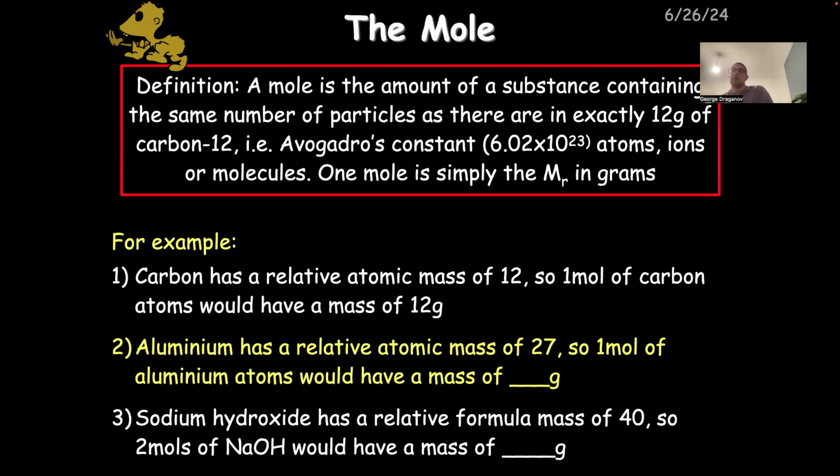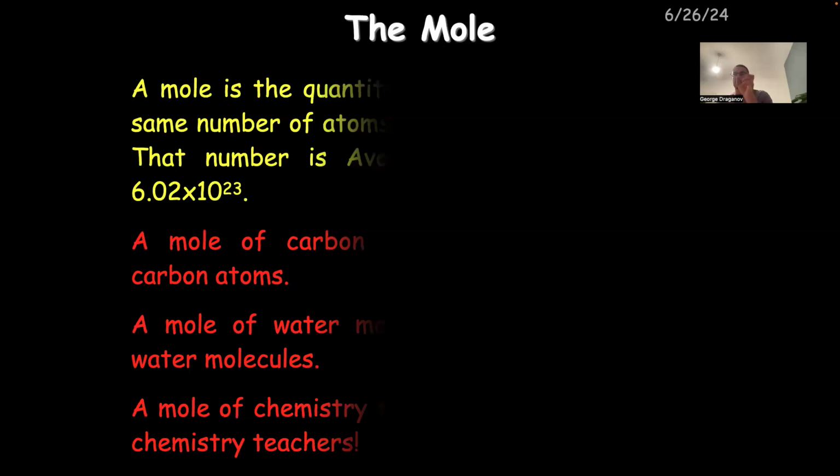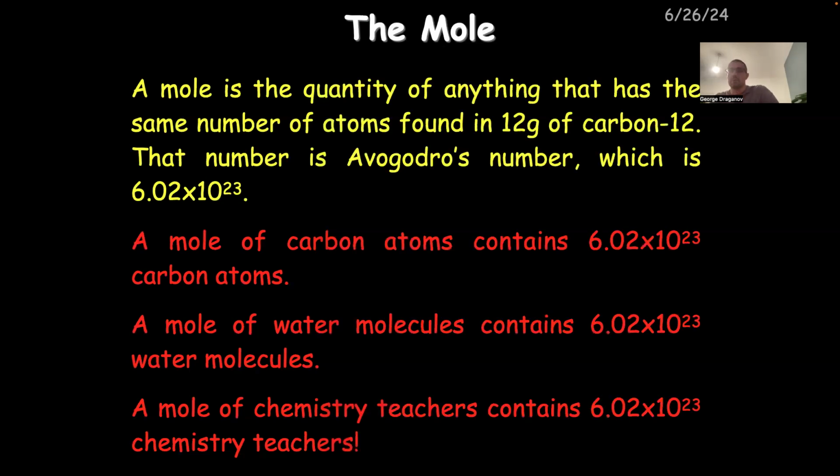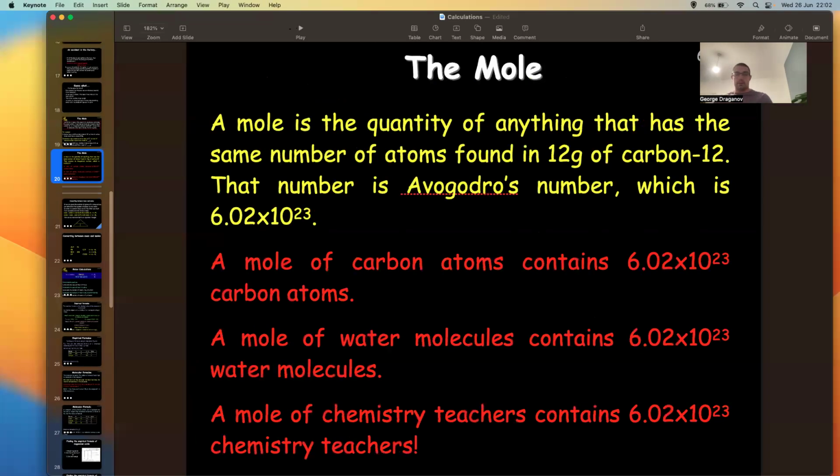Now, the mole in this kind of aspect that we're doing now is not really examined that much, maybe 1 or 2 marks. You mainly have to be able to apply the formula. But I will teach you this because you should have an idea of it. So let's consider the mole a bit more. If we look at the bits in red, 1 mole of carbon atoms will contain that many carbon atoms. 1 mole of water molecules will contain that big Avogadro number of water molecules. And similarly, 1 mole of chemistry teachers will contain 6.02 times 10 to the 23 chemistry teachers. So let's look at that in a little bit more depth now.